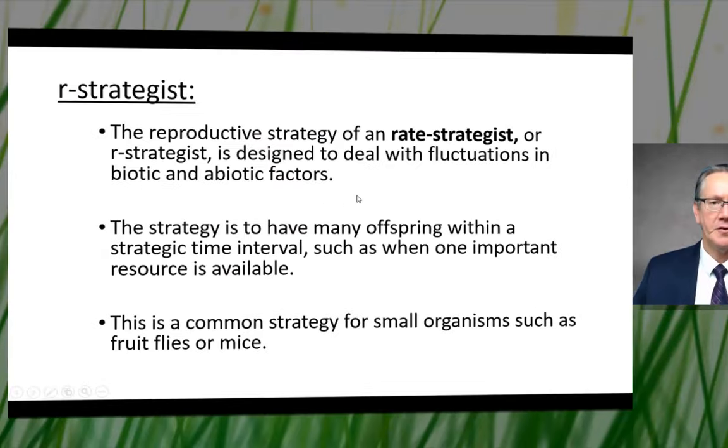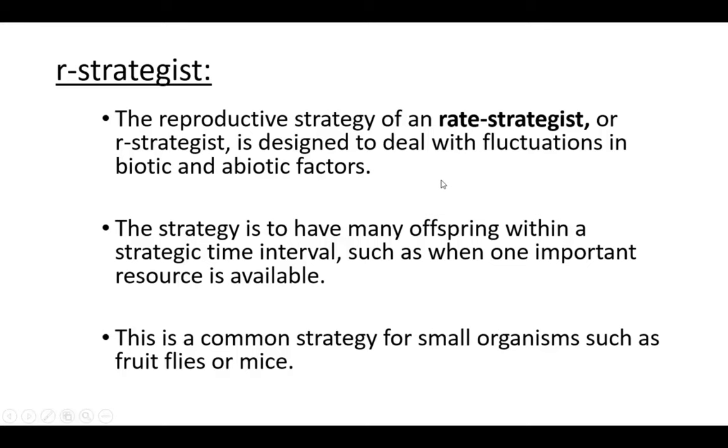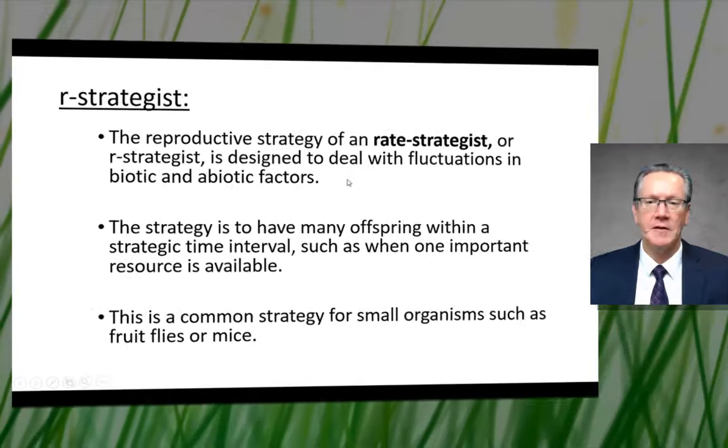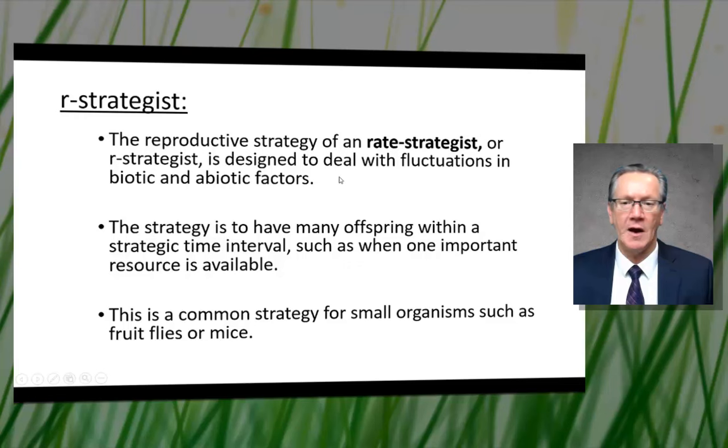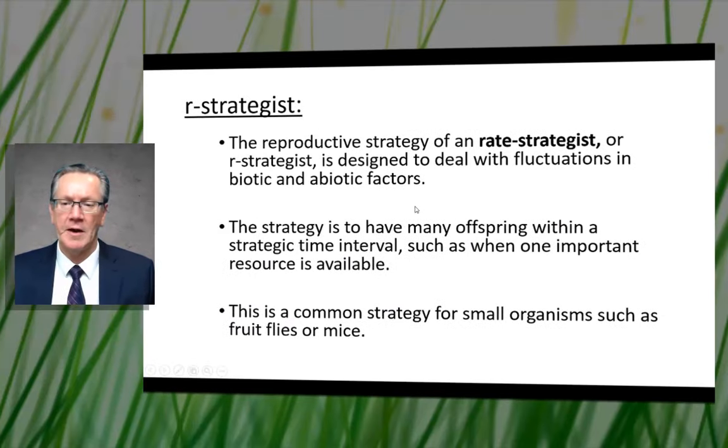The reproductive strategy of a rate strategist, or R-strategist, is designed to deal with fluctuations in biotic and abiotic factors. The strategy is to have as many offspring within a strategic time interval, such as when one important resource, such as food, is available. This is a common strategy for small organisms such as fruit flies or mice.